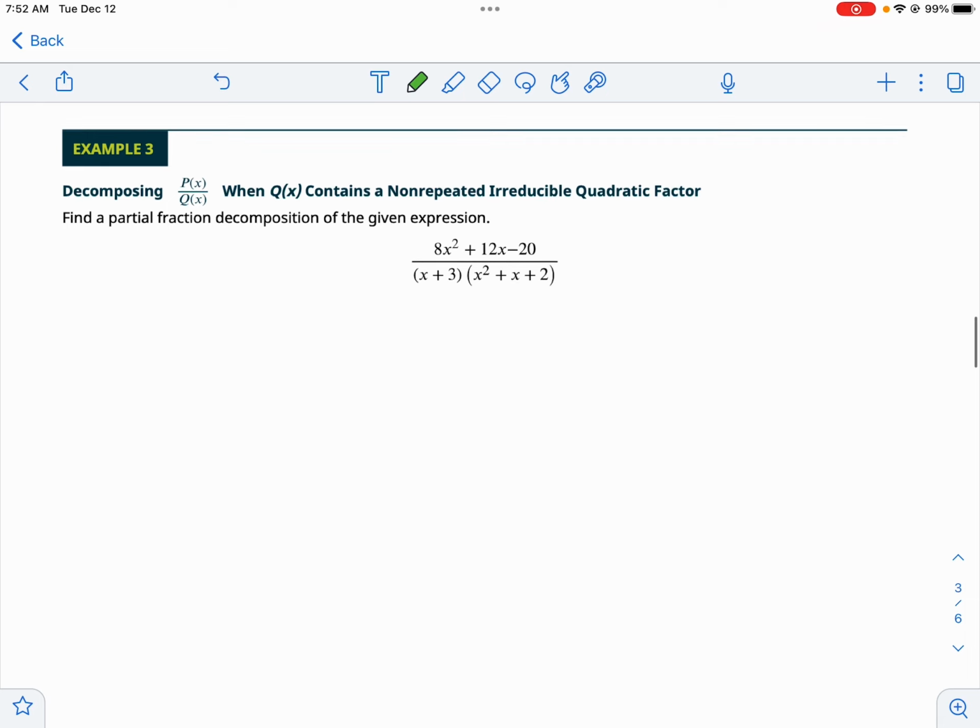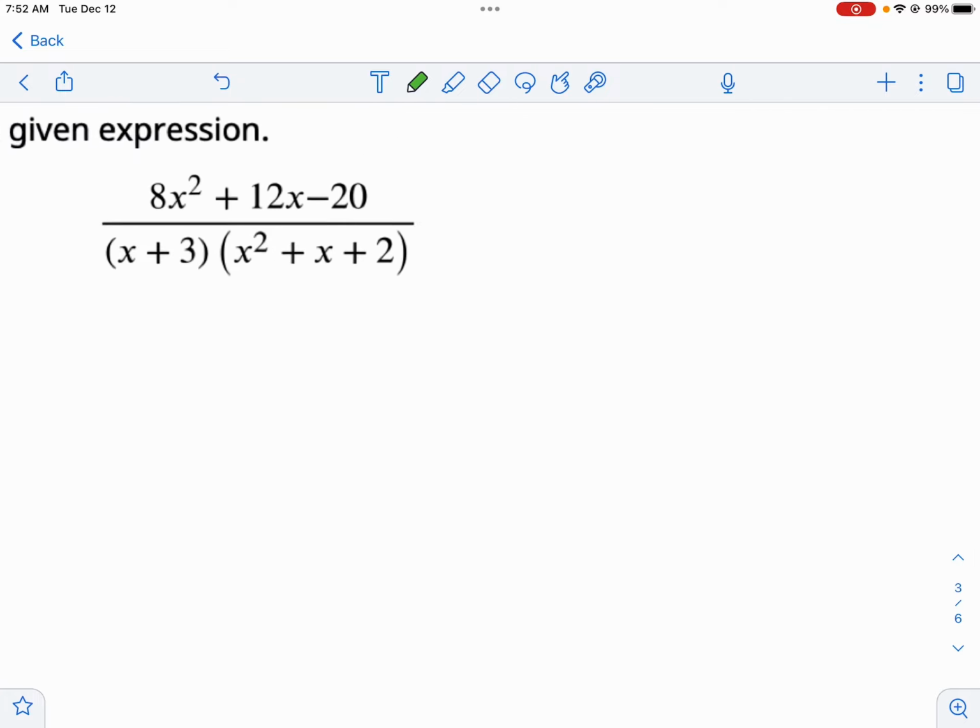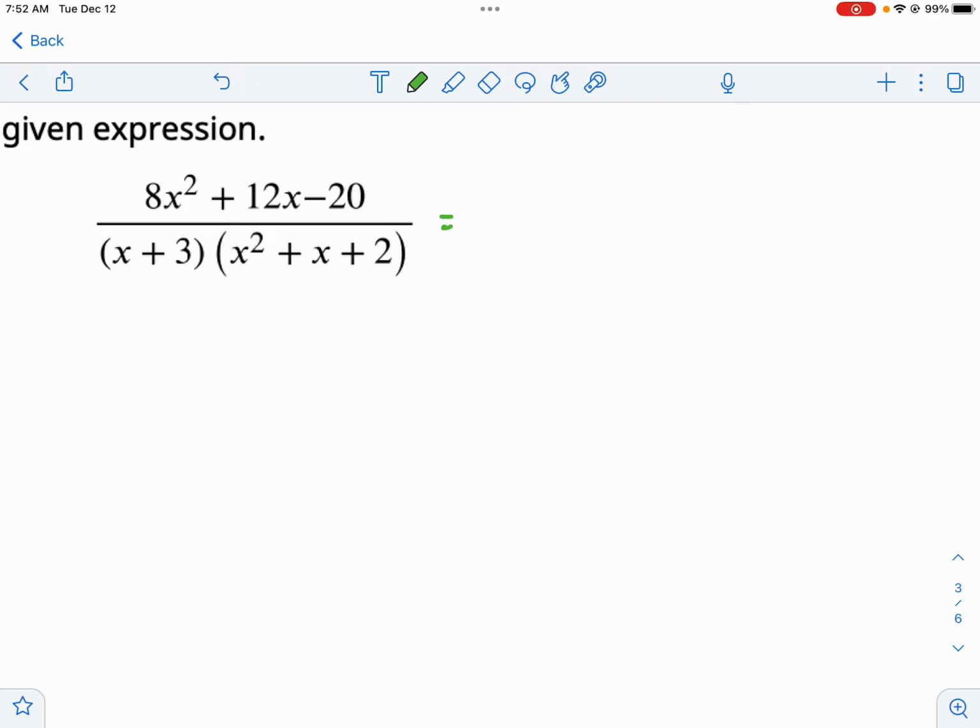And then the last one. So this one is tricky. So I have two chunks. X plus 3. X squared plus X plus 2. So on the top, it's going to be A. On this side, it's going to be BX plus C.